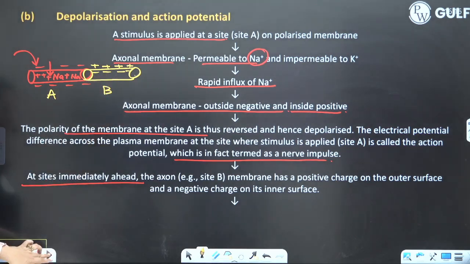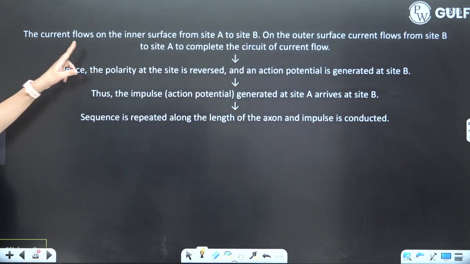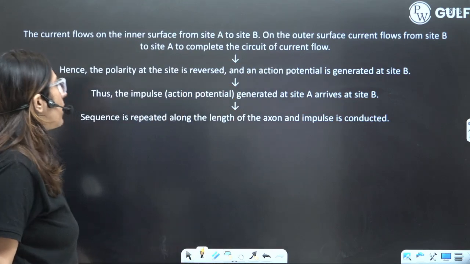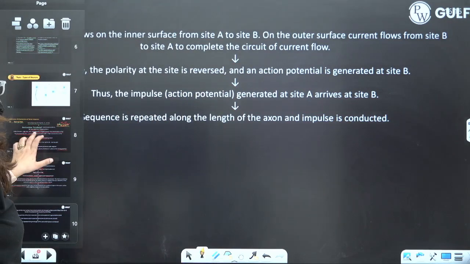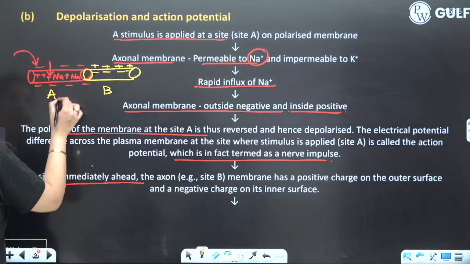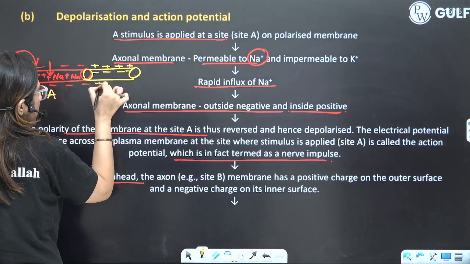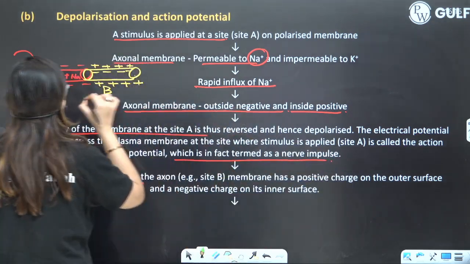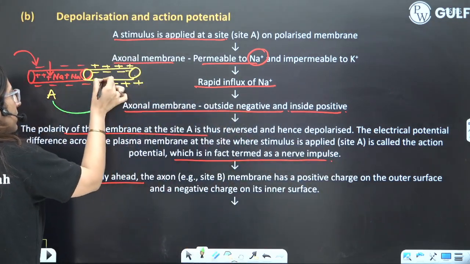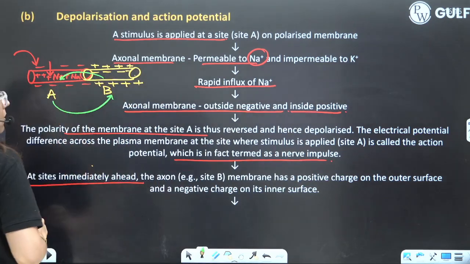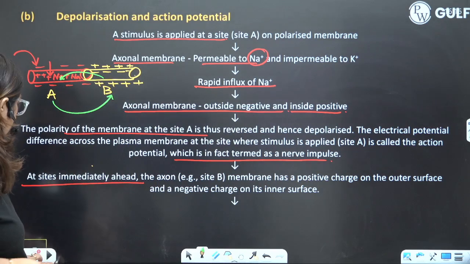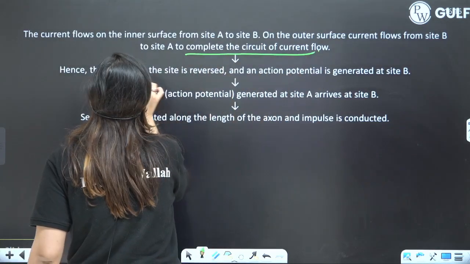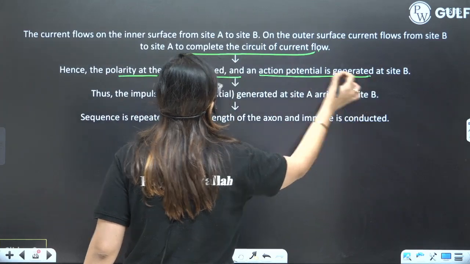Now, the current flows on the inner surface from A to B, and on the outer surface from B to A. Buddies, here it is a negative charge, here it is the positive charge, you remember. So current will flow between them, outside to inside, to complete the circuit. Hence, the polarity of the site is reversed and action potential is generated at B.